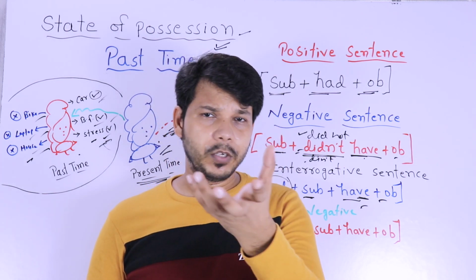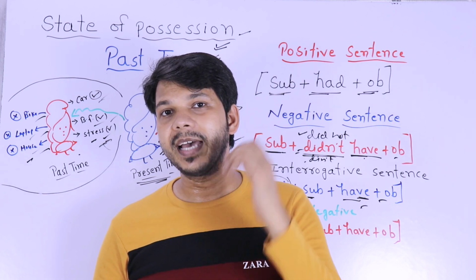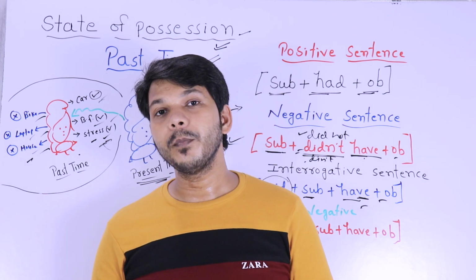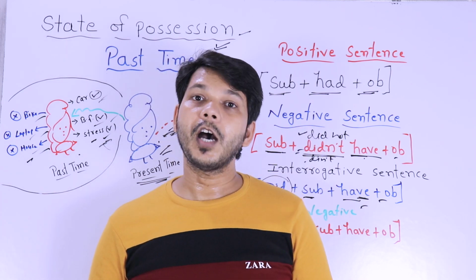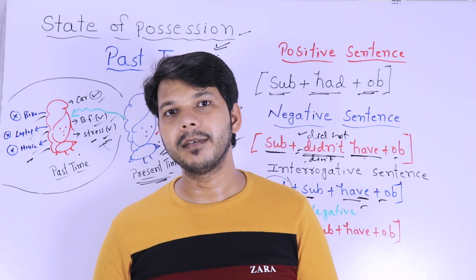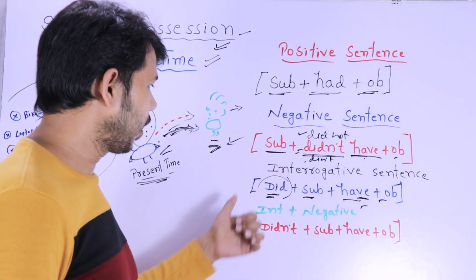You can use WH words like how much money? How much money did you have yesterday? Okay. How many markers did you have last week? How many friends did you have few months ago? So did you have? Got it, guys?